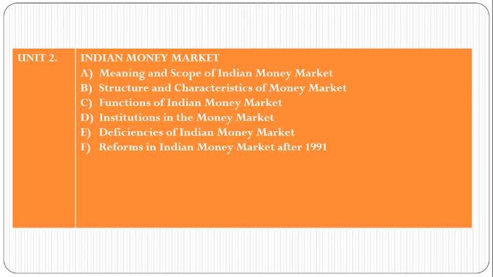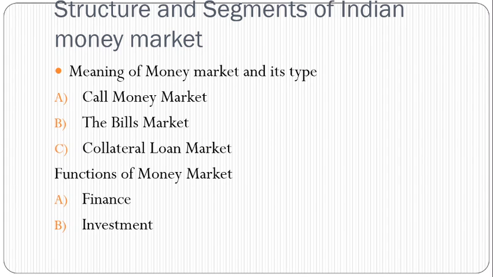Then some deficiencies which are there in the Indian money market, and some reforms which have been taken to restore these deficiencies. Okay, so the structure of this money market is like this, that there are three broad types of this money market. First is the call money market, second is the bill market, and third is the collateral loan market. Okay, so the function of the money market, what is the main function of the money market, is finance and investment.